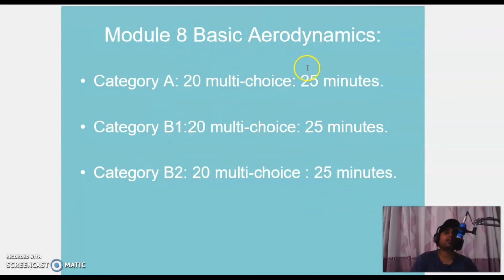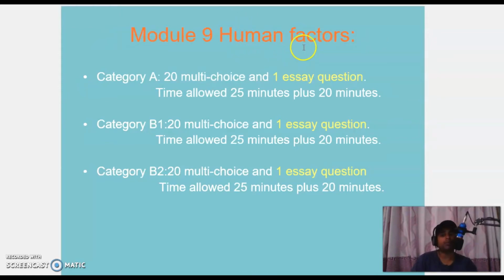Basic aerodynamics is common to categories A, B1 and B2, everyone. 20 MCQs are given for each and every category, and they will give 25 minutes for the 20 MCQs. And module 9 human factors, category A 20 MCQs and 1 essay question, 25 minutes for the 20 MCQs and 20 minutes for the 1 essay question. And category B1 20 MCQs and 1 essay question, 25 minutes for the 20 MCQs and for the 1 essay question they will give 20 minutes, right? Category B2 is also the same as category A and category B1, 20 MCQs and 1 essay question, and time is 25 minutes and 20 minutes.